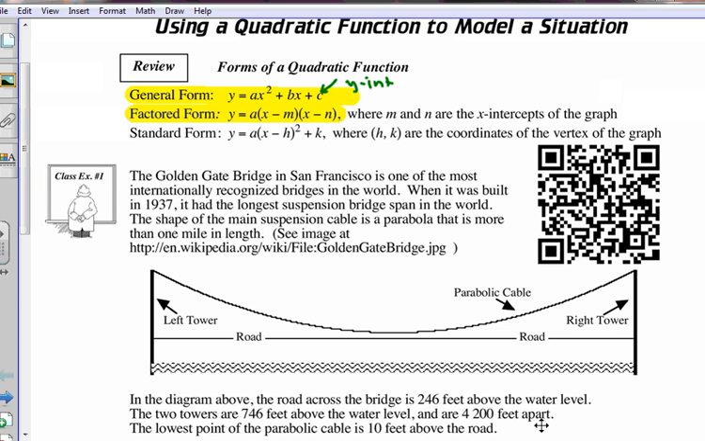Standard form. Standard form is where we're given our vertex in our equation. So h comma k is the vertex. Here m and n was the x-intercept. So those are the three forms.